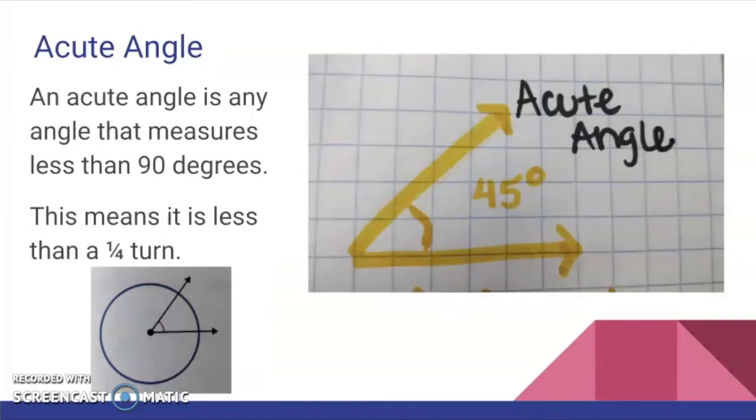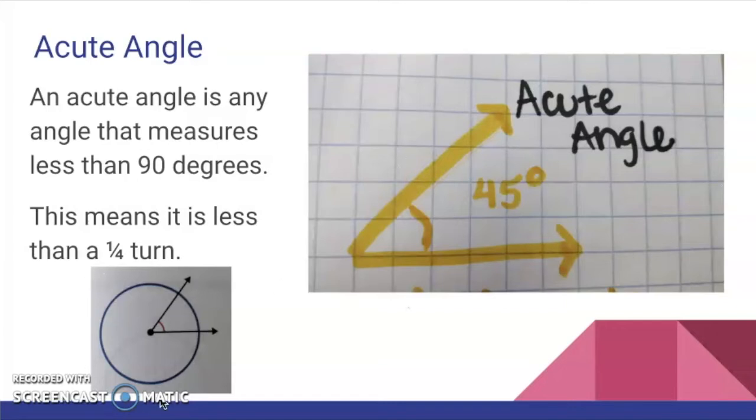The next angle is an acute angle. Remember, it's acute angle. It's just so adorable. So an acute angle is any angle that measures less than 90 degrees. So in my example, I drew a 45-degree angle.